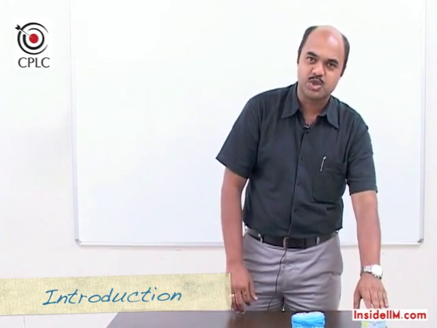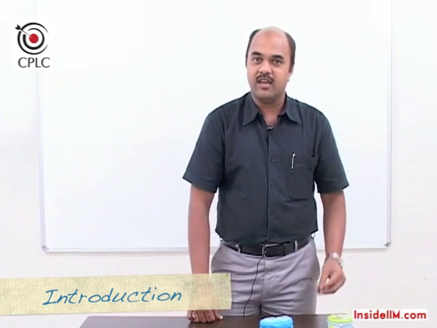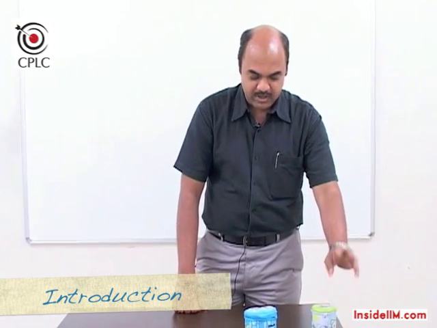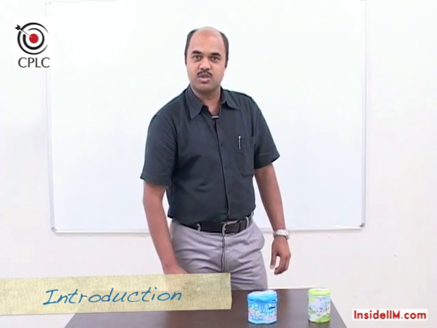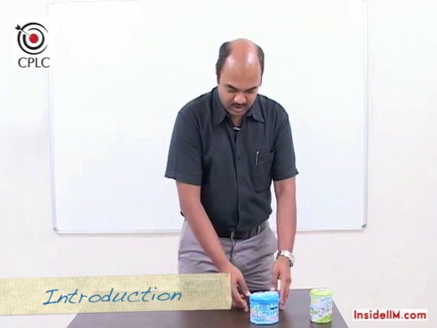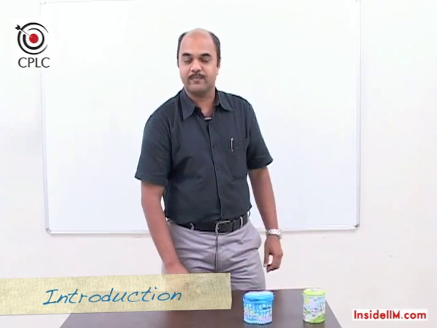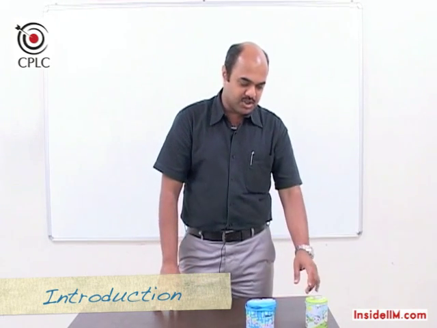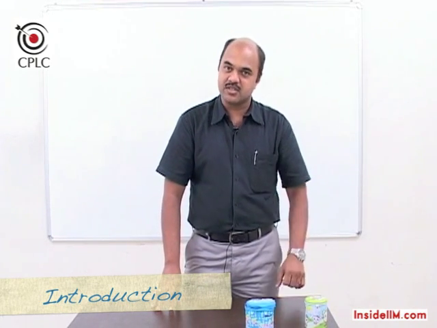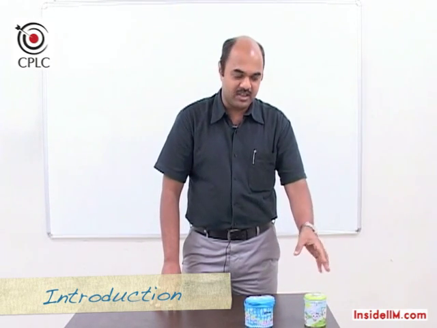This piggy bank belongs to a person A, where person A has put 1 rupee into the piggy bank to start with, and this piggy bank belongs to another person B, where person B has put in 500 rupees. Now what these two people do is that person A on a daily basis will put in enough money to double the money in the piggy bank.